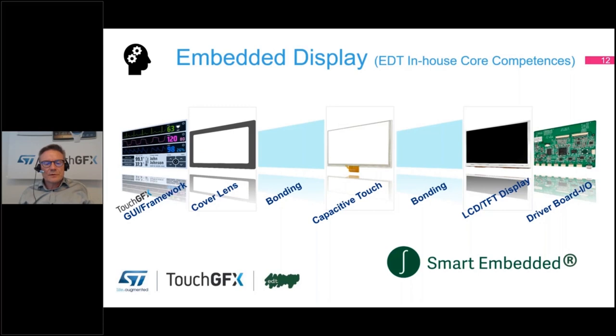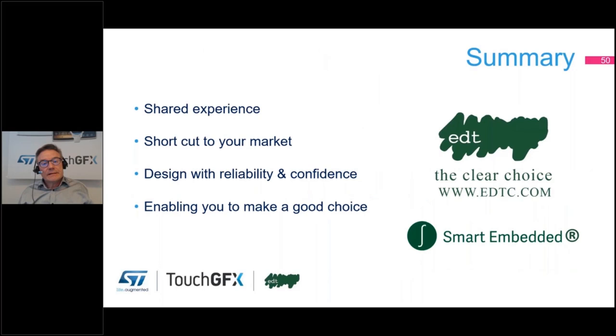Right, so coming to a conclusion here. We meant to share some experience and to hopefully give you some ideas or some key knowledge that enables you to get a faster approach reaching your market. And a little bit of reliability and confidence I hope to have brought over to you guys, and certainly enabling you to make a good choice. And as you see, our logo says EDT, it's the clear choice. So why not? It's very obvious.